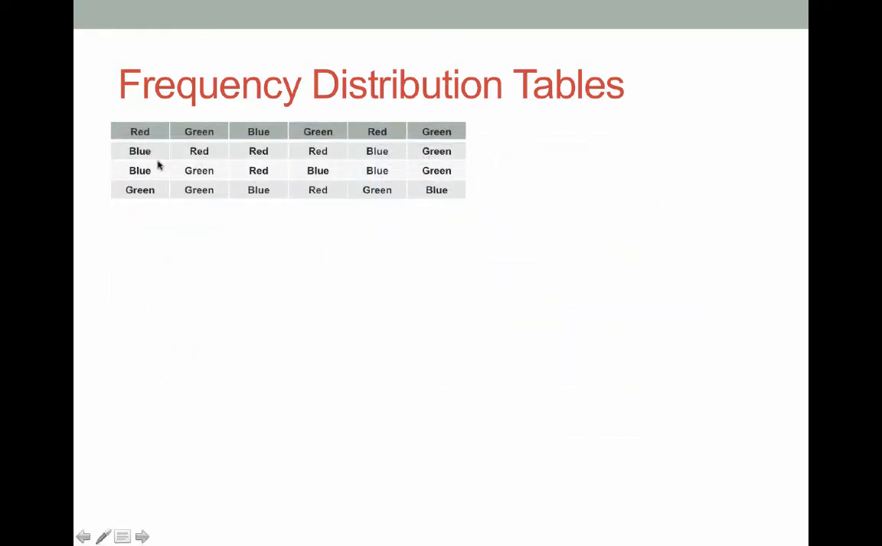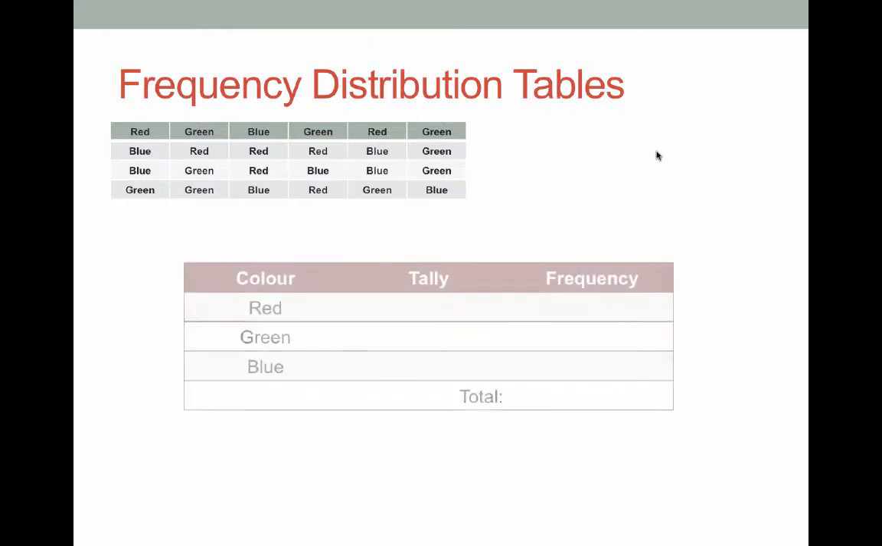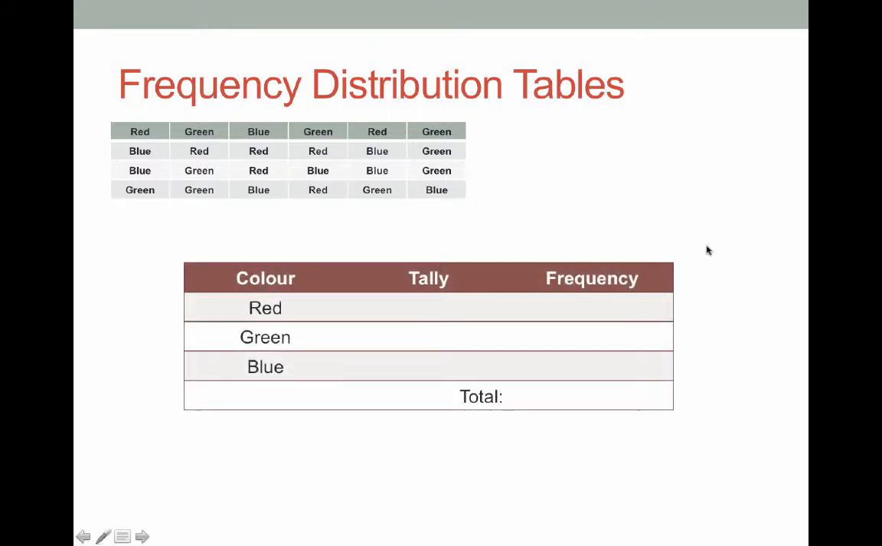Here we have some information on some different colors. We've got red, green, and blue, and it looks like that's the only three colors that we have. So we want to draw up a table that has a row for the headings, it has 3 rows for the 3 different colors, and it has a final row for a total.